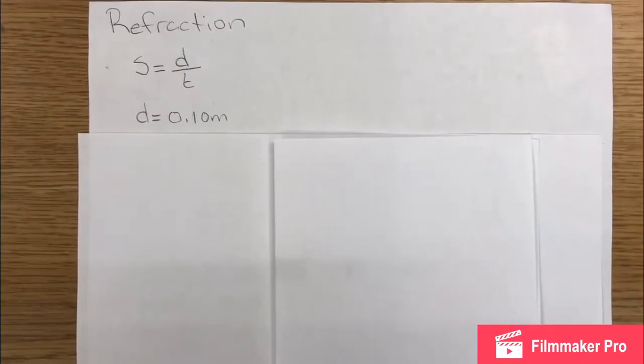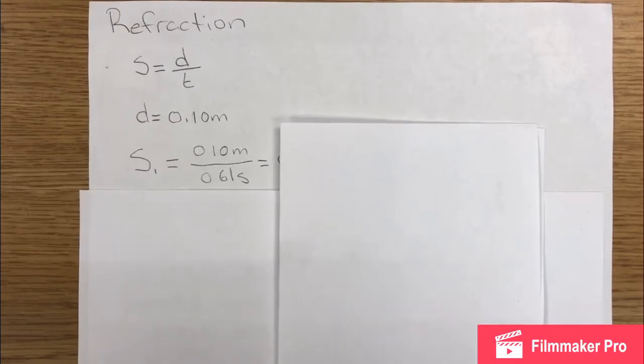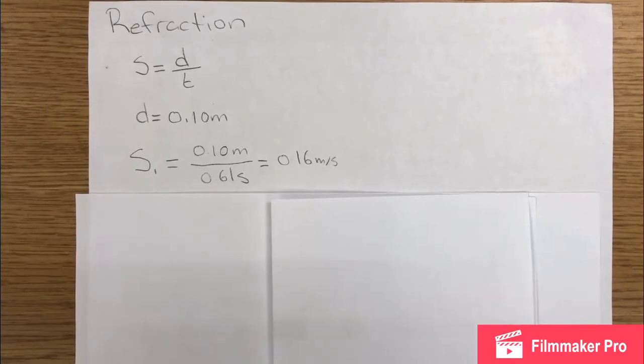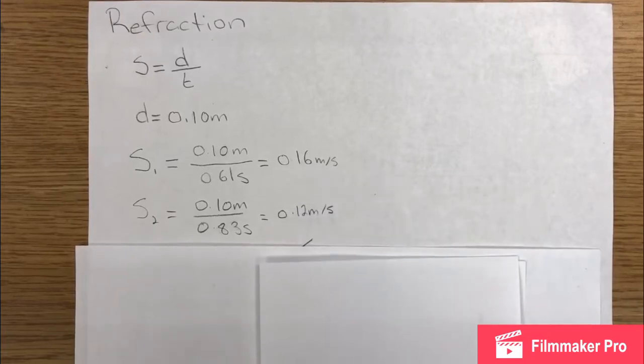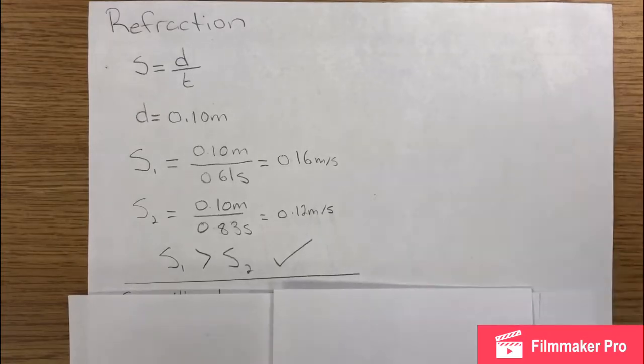We measured our distance to be 0.1 meters and used a stopwatch to calculate time for the initial depth to be roughly 0.61 seconds. And therefore our initial speed is 0.16 meters per second. For a second depth, the distance is the same, but time is roughly 0.83 seconds, resulting in a speed of 0.12 meters per second. It is important to note that there is a high uncertainty due to human error in the time calculations, but for our demonstrations, it serves the right purpose.